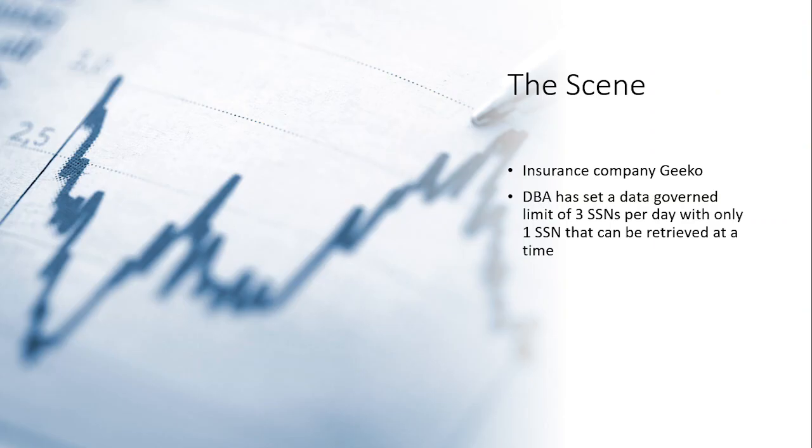For the demo portion of this webinar, we are going to pretend we work for GEICO, an insurance company. The DBA has set a data-governed limit of 3 SSNs per day, with only 1 SSN that can be retrieved at a time.